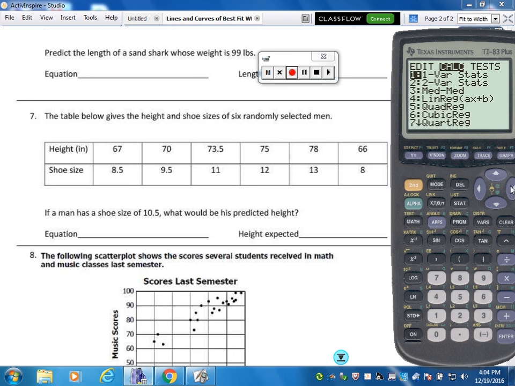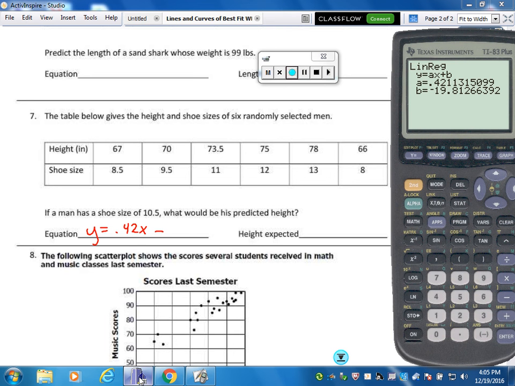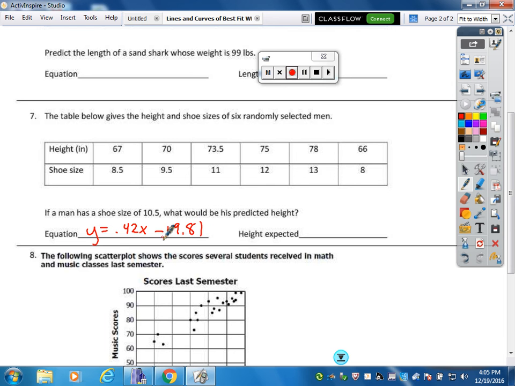We're going to go find that line of best fit again. So I hit stat, I went over to calc, I'm going down to option number 4. And there we go. We've got the equation y equals ax plus b. We plug in our a of 0.42 and our b is negative, so we'll say subtract 19.81. So let's try this out. Y equals 0.42x minus, what was that again? 19.81. Okay. So we have a shoe size of 10.5.